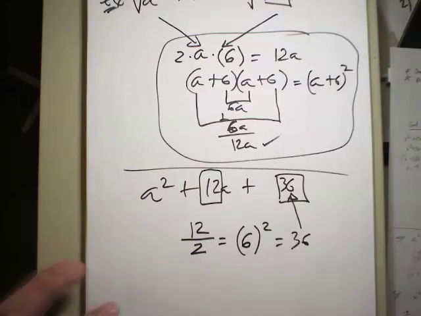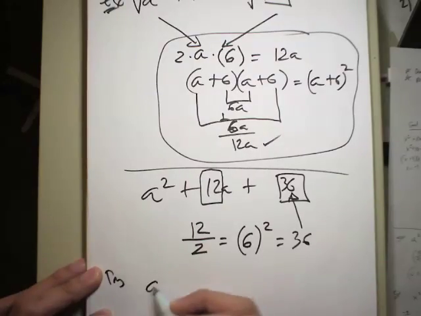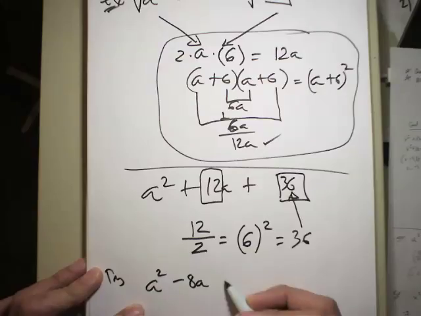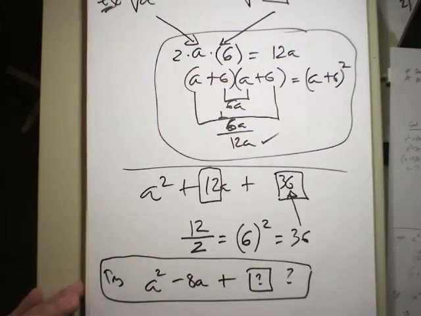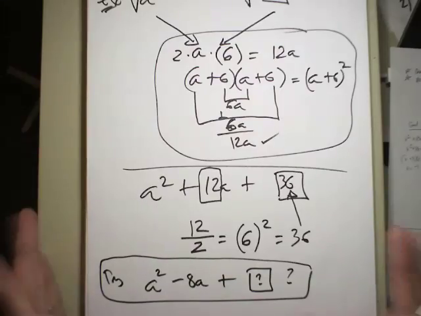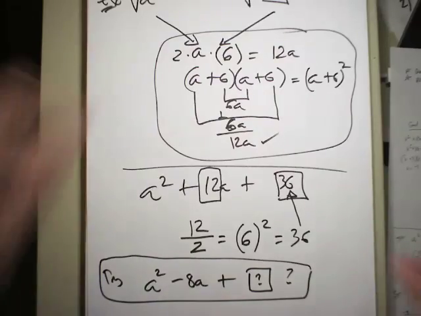Okay, now you try. Try this one. A squared minus 8a plus blank. I want you to fill in that box to make it a perfect square. Don't forget the pattern here. This is a minus 8a. Okay, so see what you have for that one. All right, let's move on to the next example here.